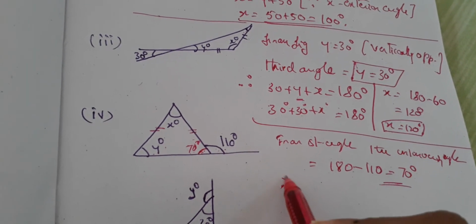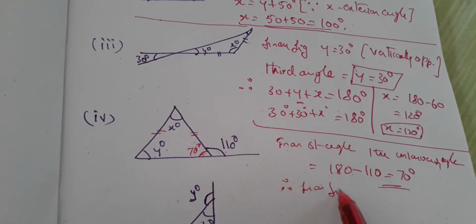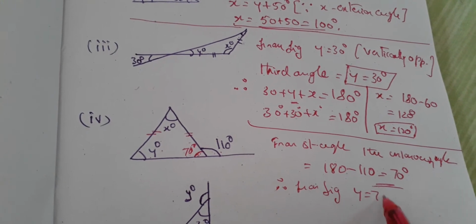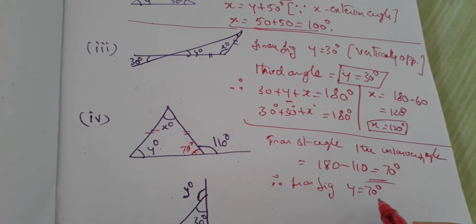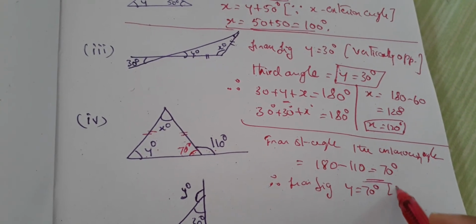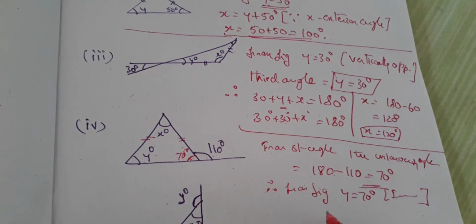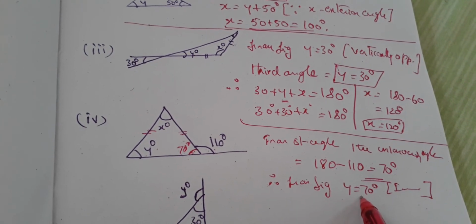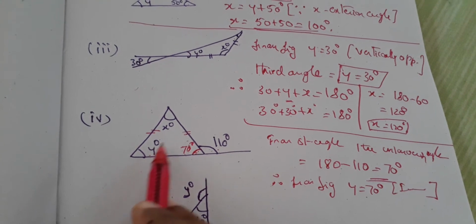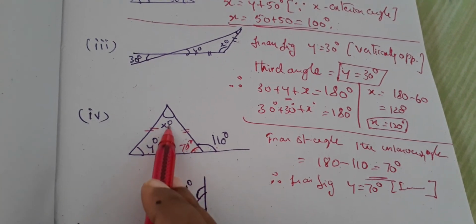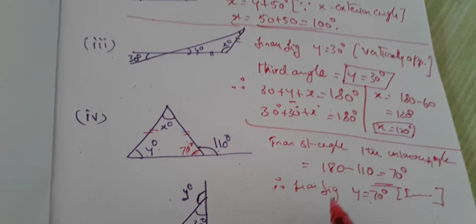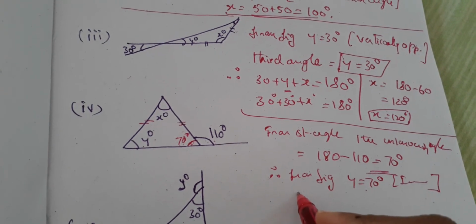Therefore, from the figure, you have y is equal to 70 degrees. Right? So since the triangle is an isosceles triangle, you got y is equal to 70 degrees. Now y is equal to 70 degrees and this is 70 degrees. Now it is very easy for you to determine x. Is it not? So 70 plus 70.